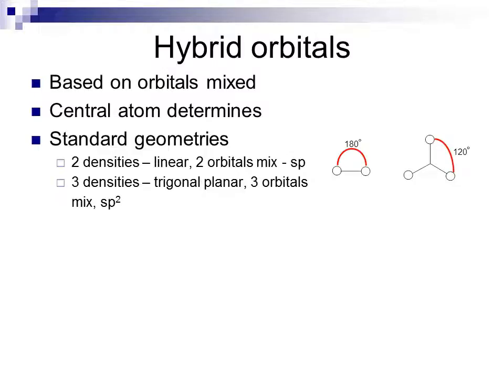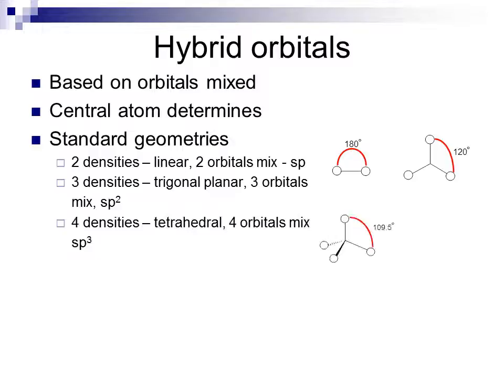If I move on to needing three densities, something that's trigonal planar rather than linear, I will have three orbitals that are needed to mix in order to get three half-empty orbitals. And this will create sp2. The 2 means that I'm using two p orbitals with the one s. Four densities requires the use of a total of four orbitals, so something like a tetrahedral would mix an s and three p's, so an sp3 orbital.